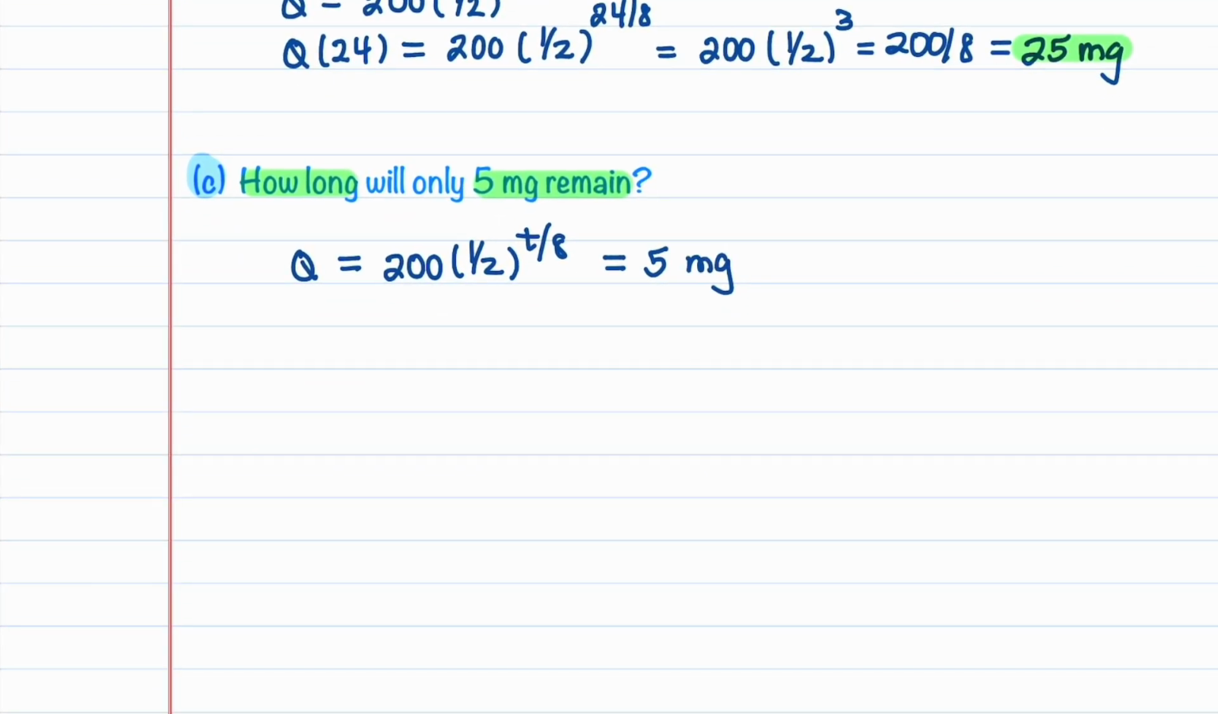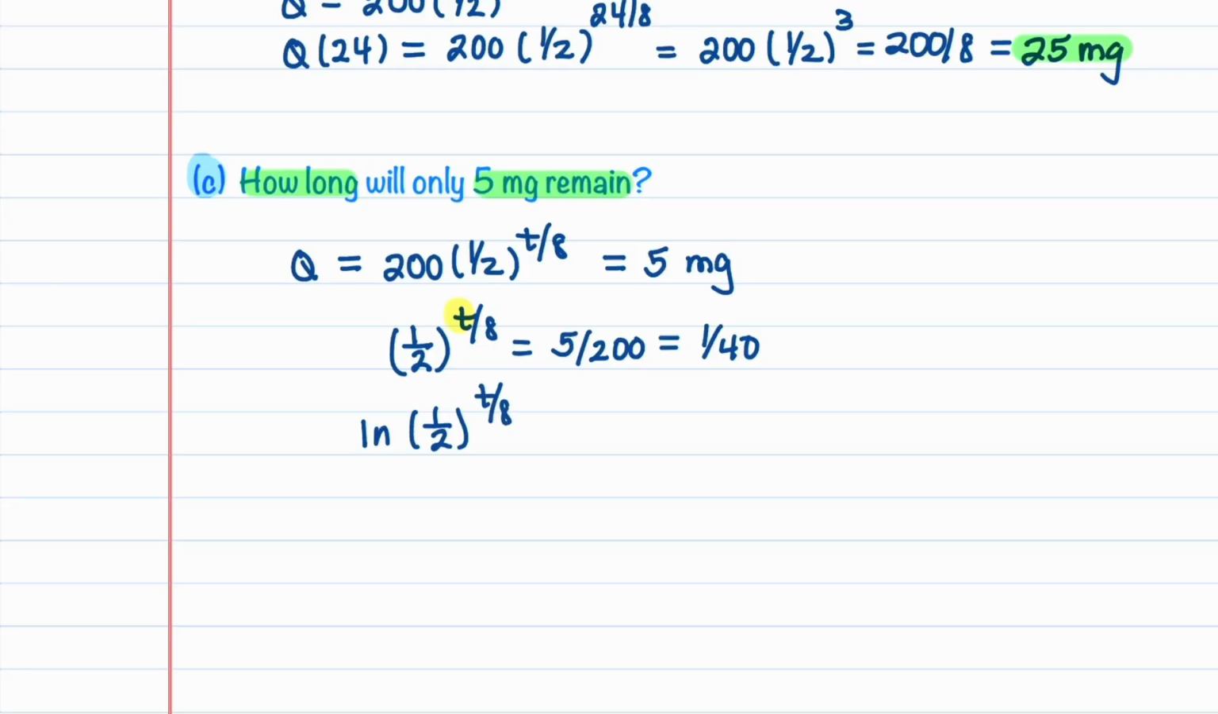Let's go ahead and divide both sides of our equation by 200. So we have (1/2)^(t/8) is 5 over 200, which is just 1 over 40. Now to solve for t, we need to get t out of the exponent, so we're going to take the natural log of both sides. So we have natural log of (1/2)^(t/8) is natural log of 1 over 40.